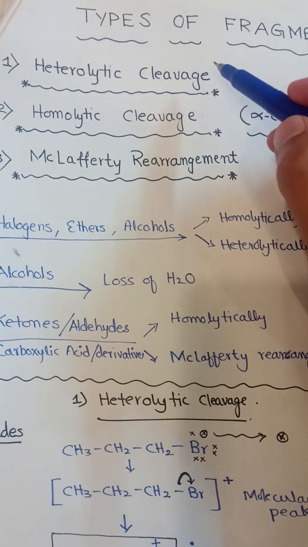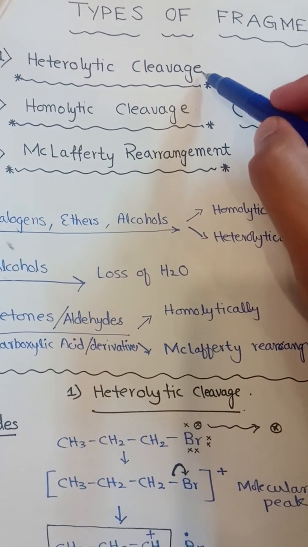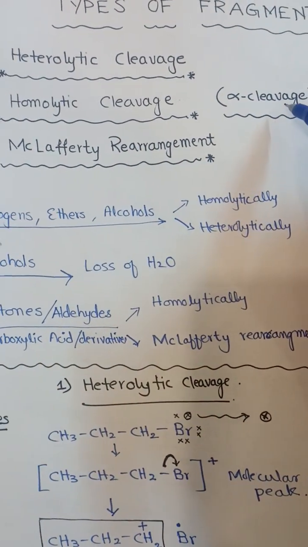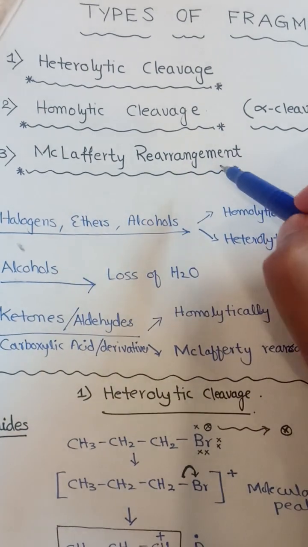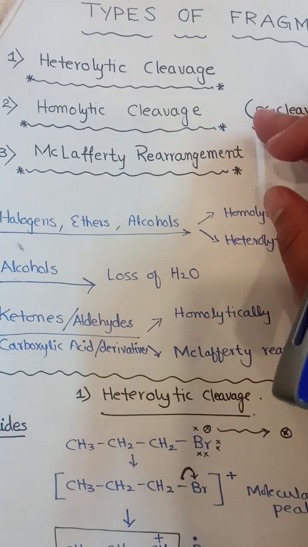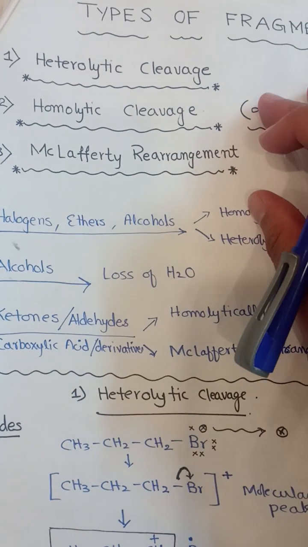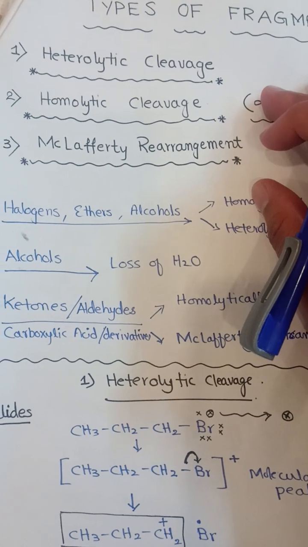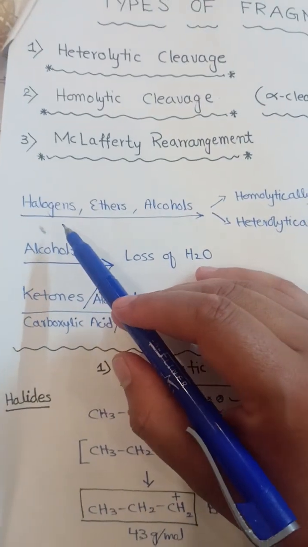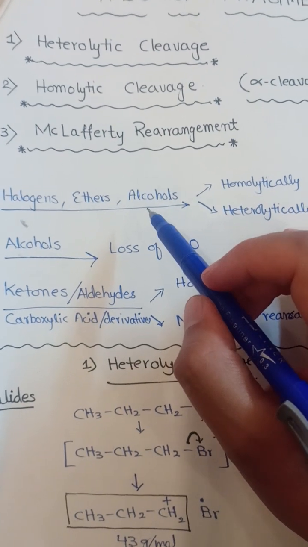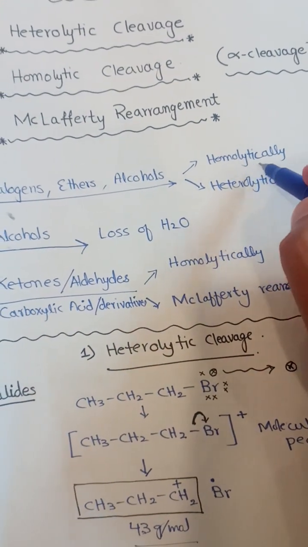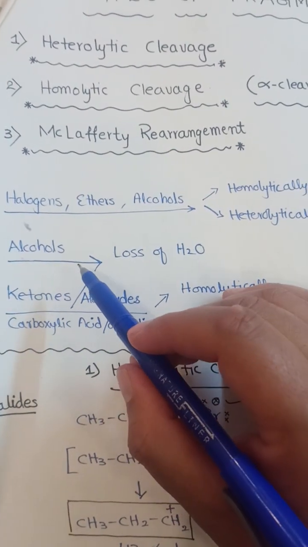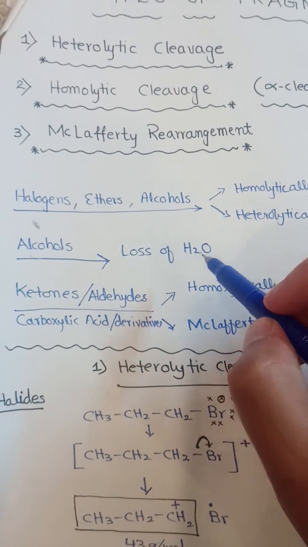So the fragmentation may occur either through heterolytic cleavage, homolytic cleavage, which is also called alpha cleavage, and McLafferty rearrangement. So these three kinds of cleavage or fragmentation patterns are observed during fragmentation of molecules in mass spectrometry. Mostly halogens, ethers, and alcohols cleave homolytically or heterolytically. Alcohols sometimes undergo cleavage due to loss of water.